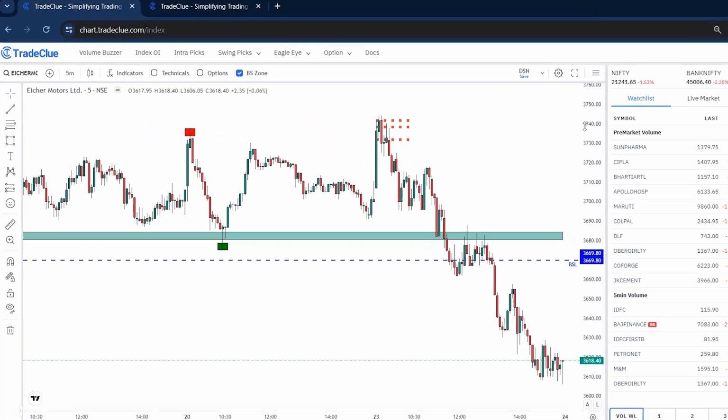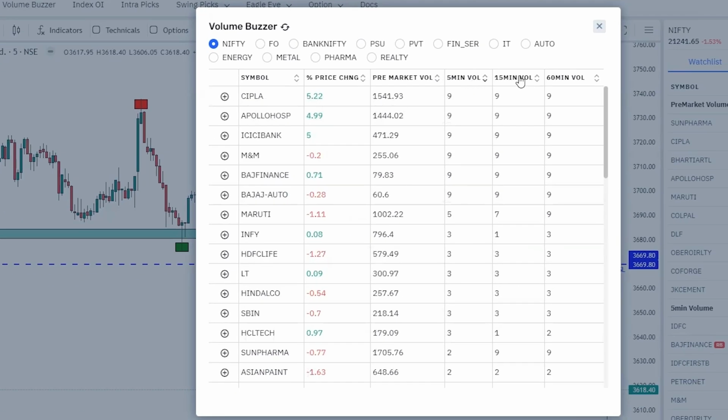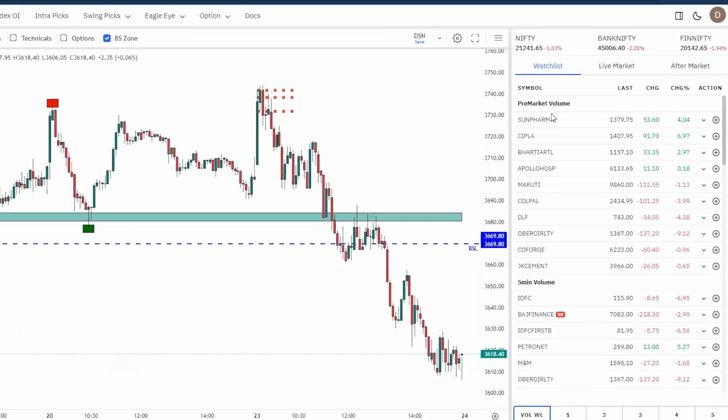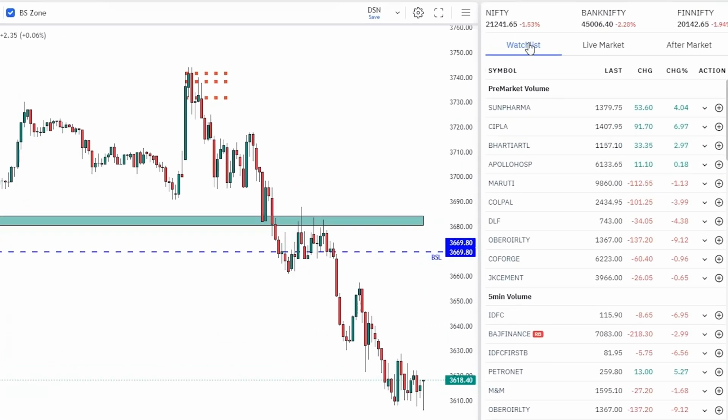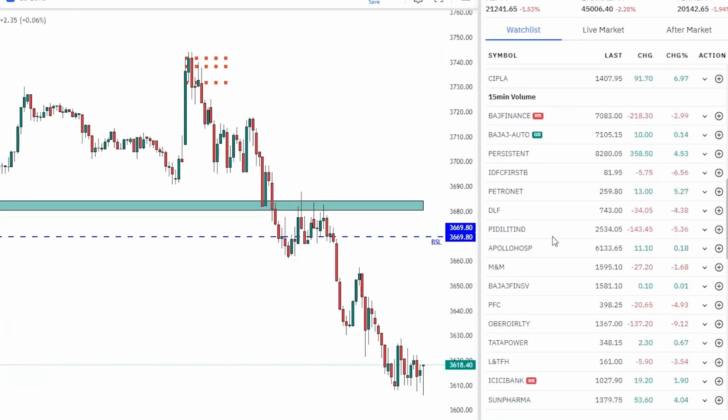Also, one more prime feature which we have on TradeClue is the volume buzzer scanner. These stocks will have the highest probability to give you a great momentum during the market hours. As you can see over here, pre-market volume stocks will get updated before the market hours. In the same way, 5-minute volume, 15-minute volume, and 60-minute volume stocks will get updated during the market hours. To check these updates, I just need to click on watch list and then click on volume watch list. As you can see, this list gets updated during the market hours.